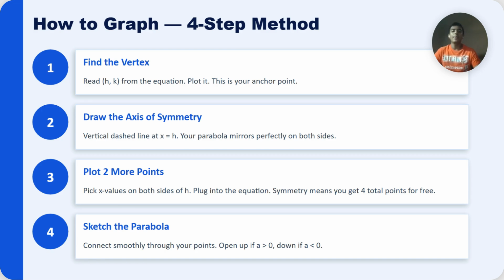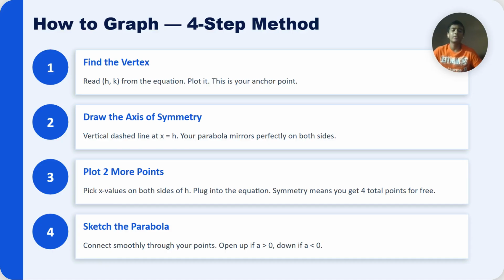Step 3. Pick 1 or 2 x values to the right of h. Plug them in and get their y values. Because of symmetry, you instantly have matching points on the left side and right side. Now, step 4. Connect with smooth curves. The a value tells you which way it opens, either up or down. 4 steps. Same process every time.